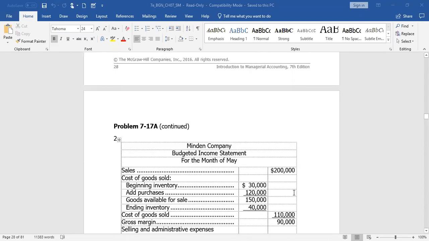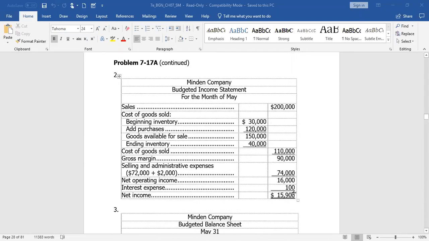Let's go to the next step, which is preparing the income statement. Now, the income statement is done according to accrual accounting, not cash, like we just did. So we're looking to see what our total sales are. And in Part A, they tell us they're $200,000. Then we're looking at our total cost of goods sold related to those sales.